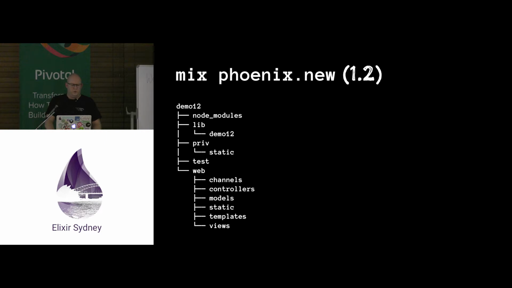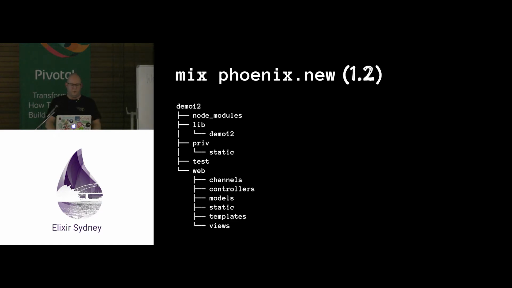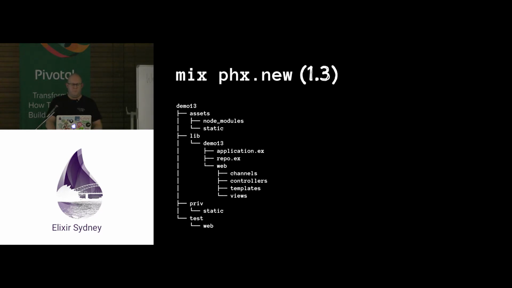So what does it look like? Basically, this is what kind of basic structure you get from mix phoenix.new in 1.2. Notice your node modules are on the outside, and you've got this special web directory at that level. All of the normal stuff just goes inside there, including static, which is where all of your static assets are.